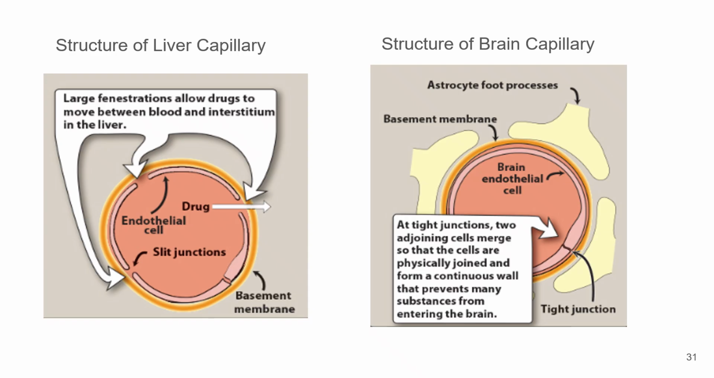So this is just a visual example of what we just said. On the left, we have, for example, a liver capillary. Large fenestrations will allow medications to move between the blood and the interstitium of the liver. In contrast, on the right, we have the brain capillary, and we have these very tight junctions. The cells are merged, and so there is basically a continuous wall that allows protection and tightly controls what enters, again, prioritizing protection over drug access.